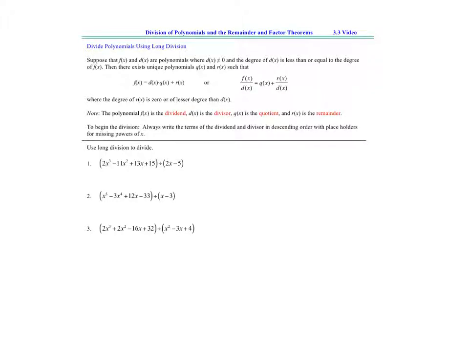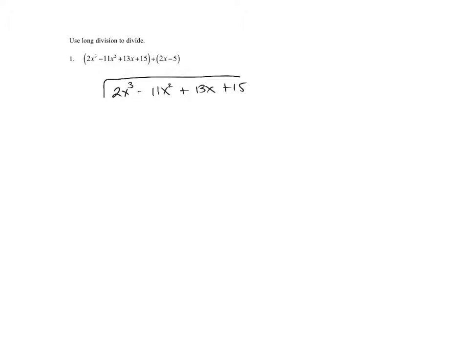I'm going to show several examples of long division with polynomials. So let's get started. In this first one, we're going to take 2x cubed minus 11x squared plus 13x plus 15, and we're going to divide that by 2x minus 5.